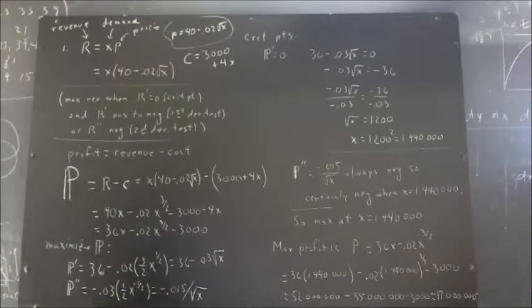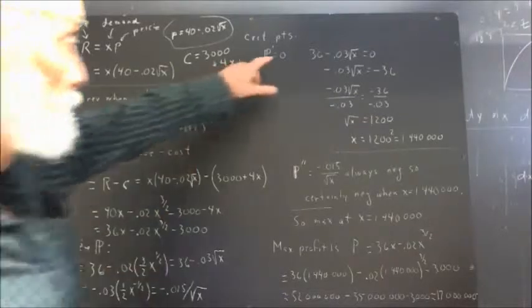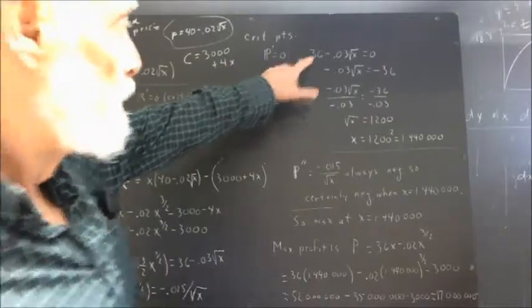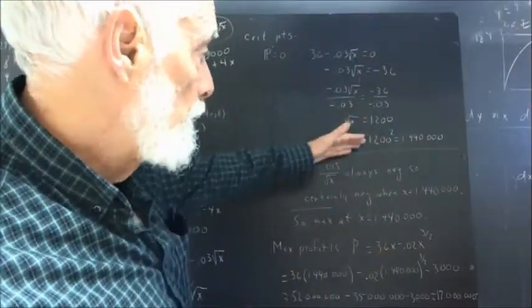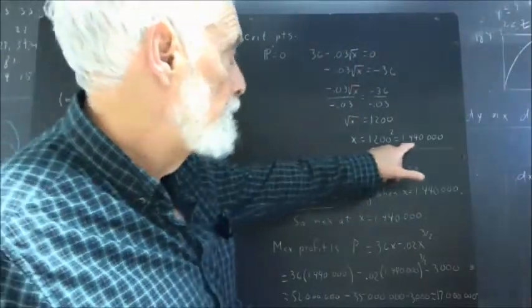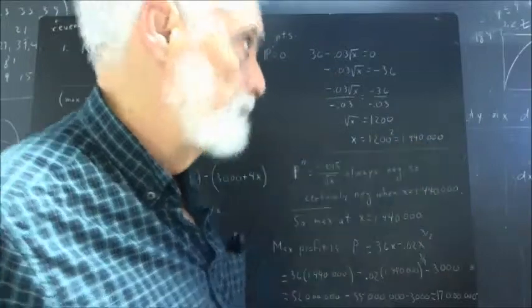Now, critical points occur when p prime equals 0. Here's the expression for p prime. We set it equal to 0 and solve the equation, and we get x equals 1,440,000.